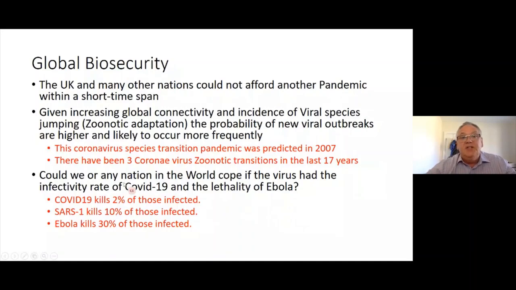The big question is, could any nation, not thinking about the poor, but the rich countries, could they cope if the virus had the infectivity rate of something like COVID-19, but the lethality of Ebola? COVID-19 is only killing 2% of those infected. I'm sorry, that's very flippant. I shouldn't be. That's a huge number of people. SARS-1 kills 10%, Ebola 30%. Now these are figures where you've got a fully functioning, coping health service. If you had the infectivity of COVID-19 and these lethalities, we really would be in big trouble.